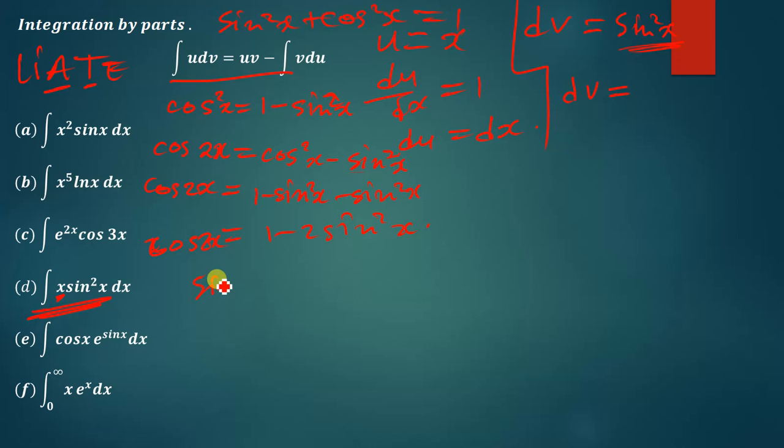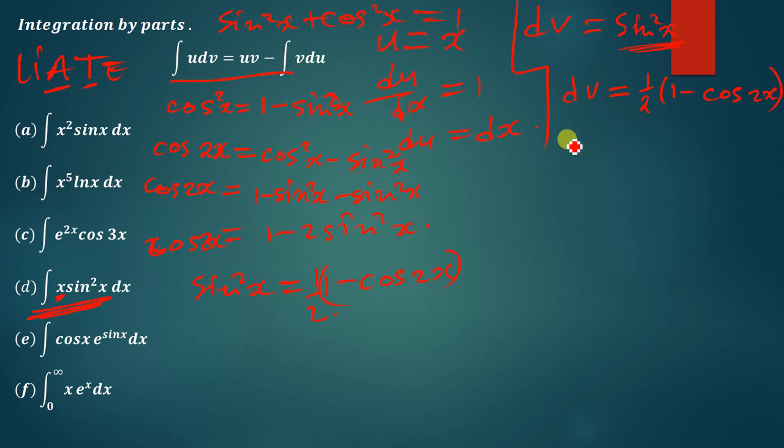So sine squared x, the subject of the formula, is going to be 1 minus cos 2x, of course everything in brackets, and then we have 1 over 2 this side. We divide everything by 2. So this is what we're going to replace there. So we'll have 1 over 2, open brackets, 1 minus cos 2x.